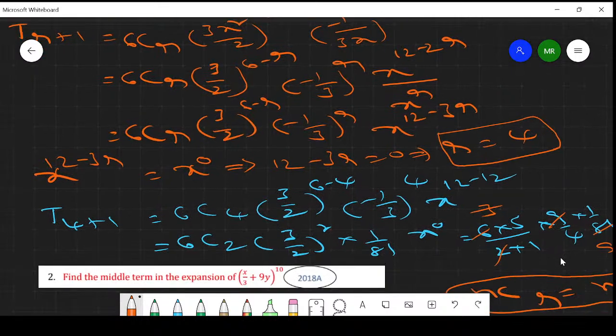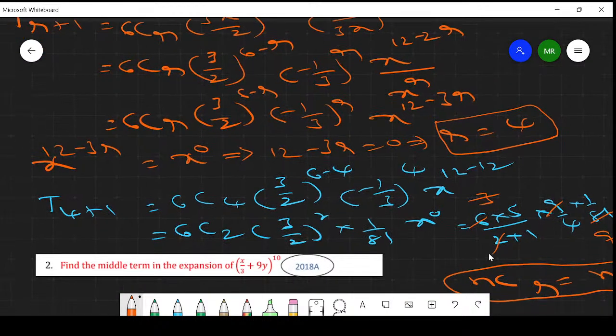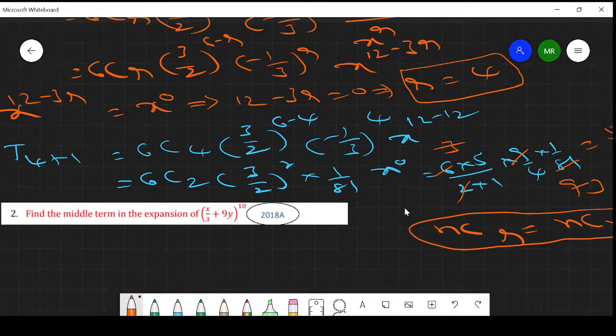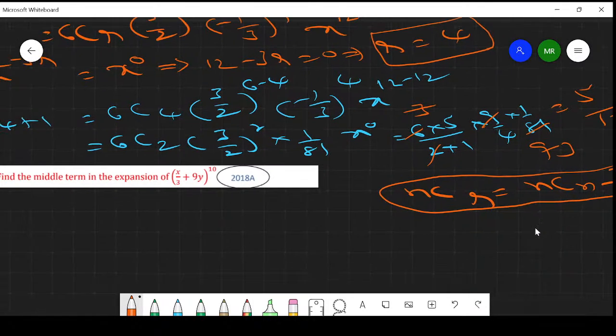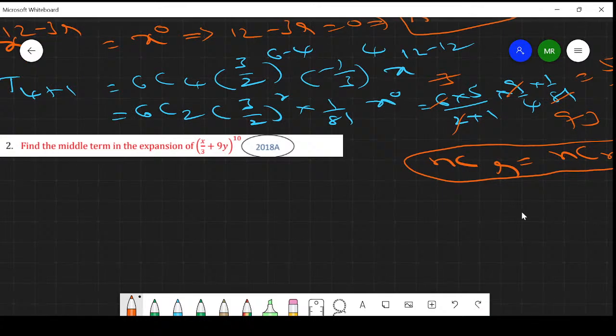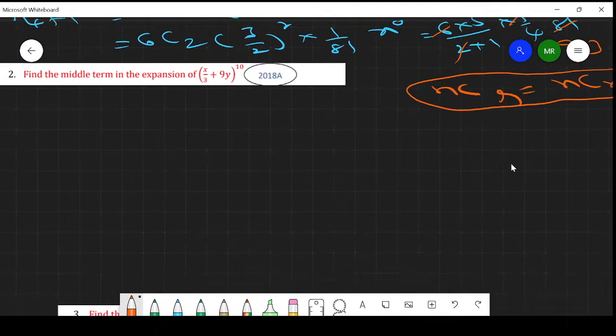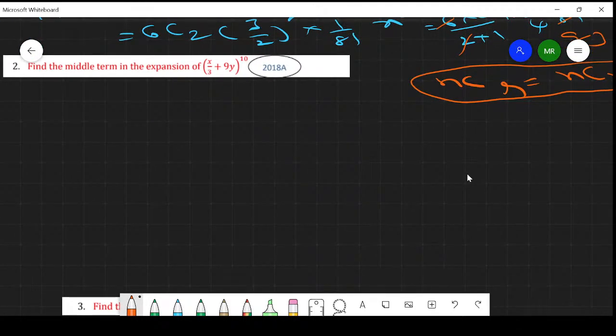Write the general term, then x power 12 minus 3 or x power 0. Here r is equal to 4. Substitute r equal to 4 in the given problem, then simplify. Your answer will be 5 by 12. Next, they are asking for the middle term. Before finding the middle term, I will discuss some theory, then I will tell you how to find middle terms.